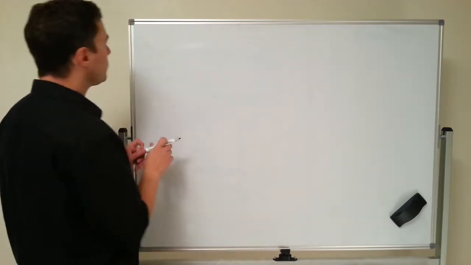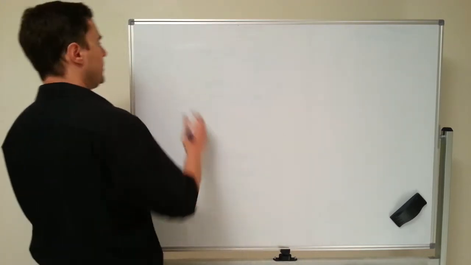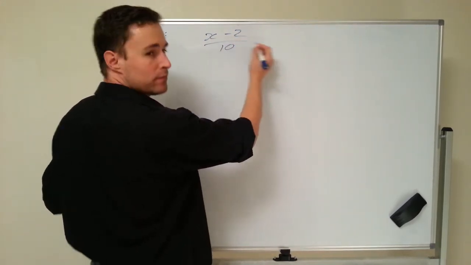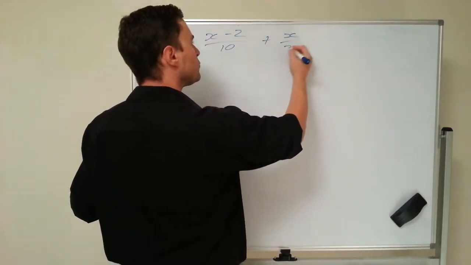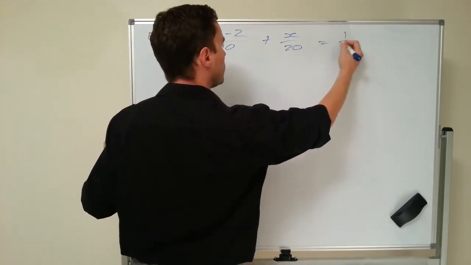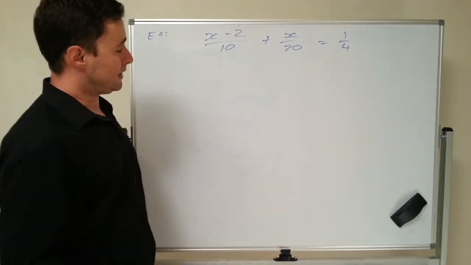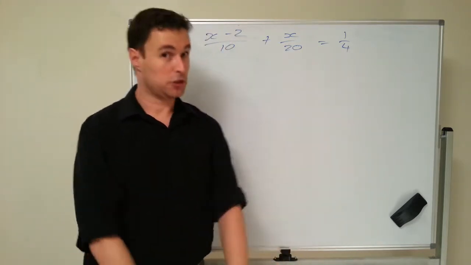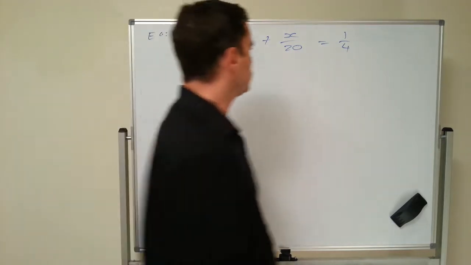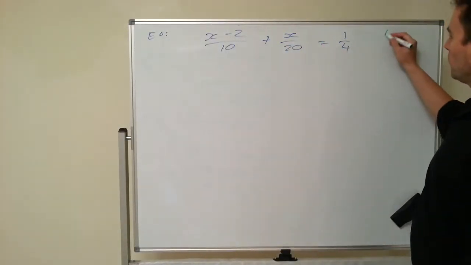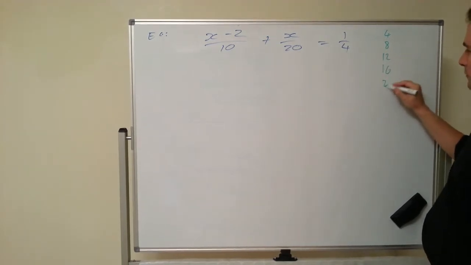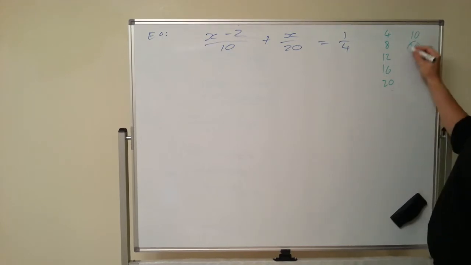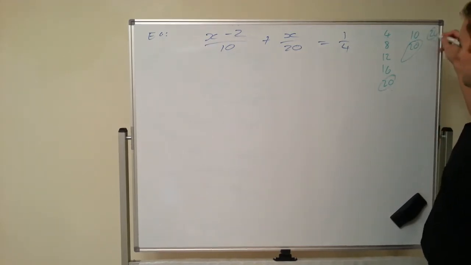Okay. So this way is when you just multiply everything by the lowest common denominator. Let's look at this example: x minus 2 divided by 10 plus x over 20 equals 1/4. I look at that and ask, what's my lowest common denominator? It's my lowest common multiple, which is 20. If you're not sure how I did that, list the multiples of 4: 4, 8, 12, 16, 20. Multiples of 10: 10, 20. Multiples of 20: 20. They all match at 20. Are you with me with that?